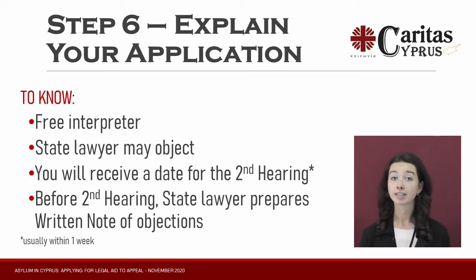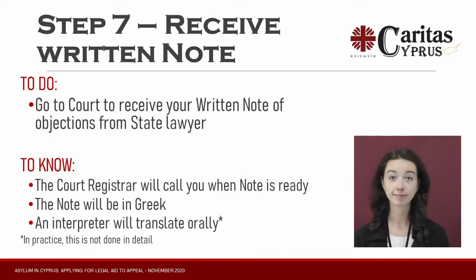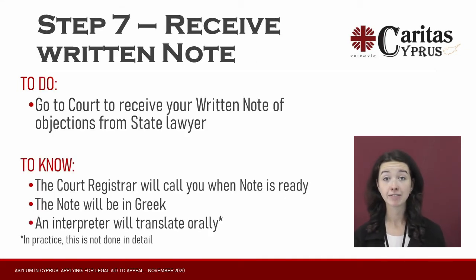The judge will then ask the state lawyer if they object to your legal aid application. If the state lawyer objects, they must prepare a written note. The judge will then give a date for the second hearing, and during this time, the state lawyer will write the note.